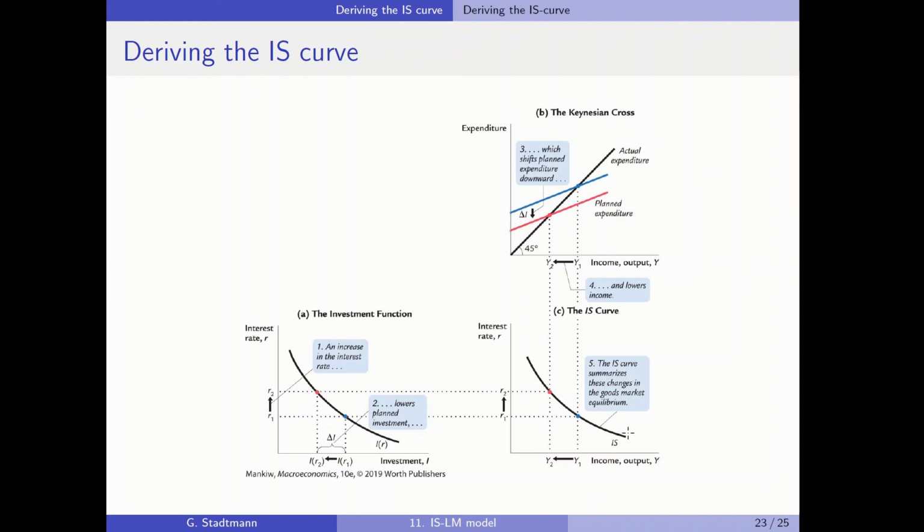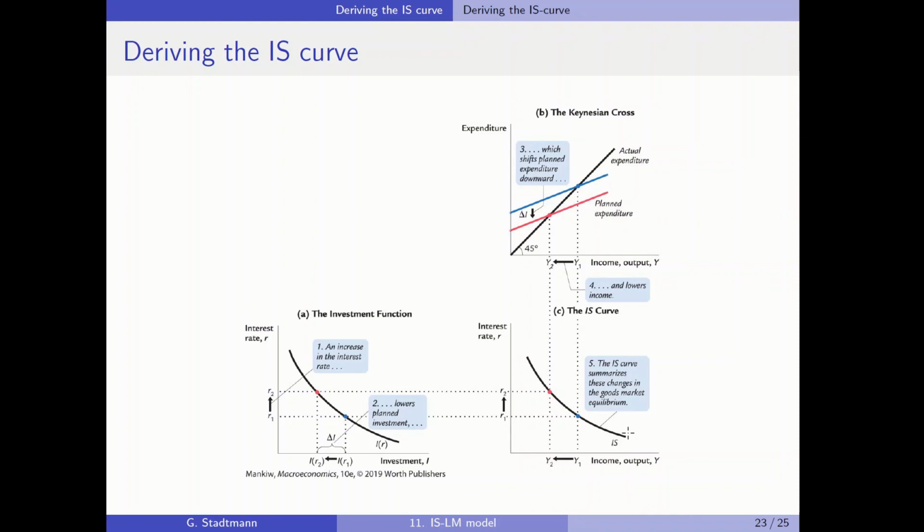From these considerations, we get the information that the IS curve is downward sloping in an interest rate income diagram, so we have derived one characteristic of the IS curve. We know now that the IS curve is downward sloping. This is the first characteristic.